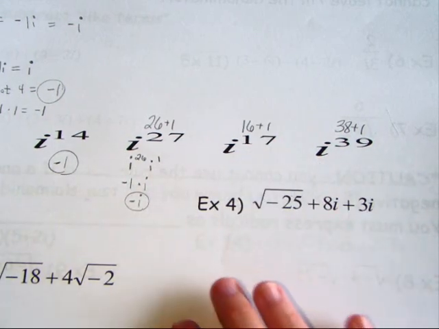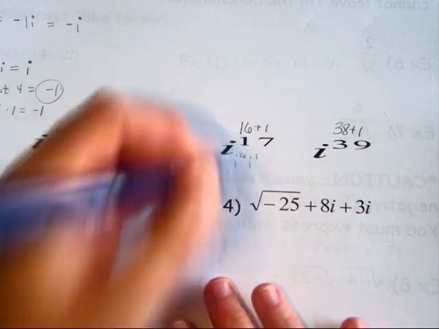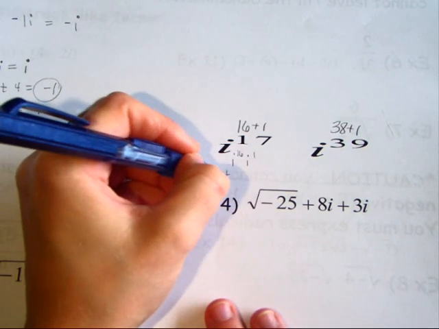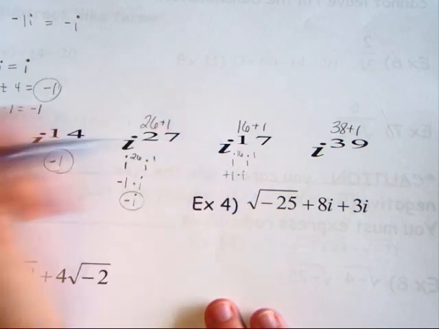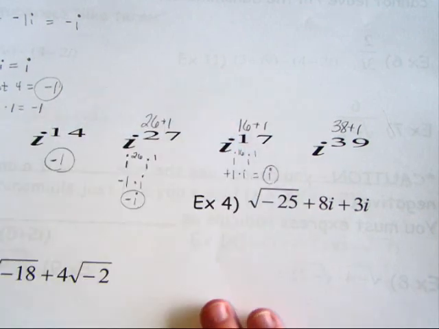Let's look at i to the 17th. Well, that's like i to the 16th and i to the 1st. What's i to the 16th? Well, it's divisible by 4. Yes, so that's a positive 1 times i. Well, a positive 1 times i is just i.